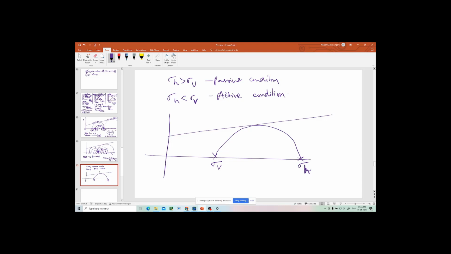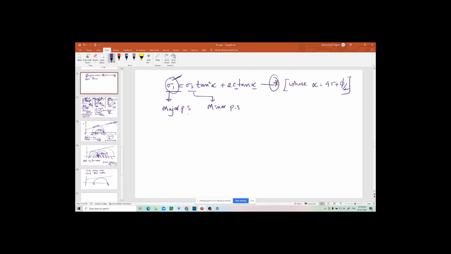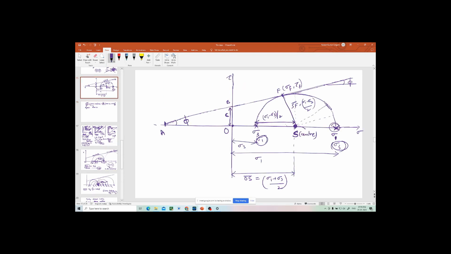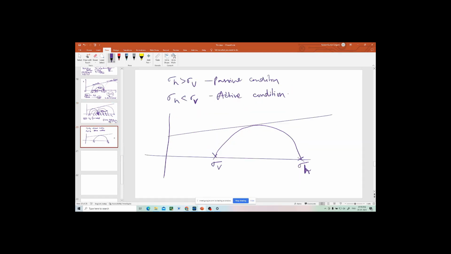They are principal stresses. Now I told you this formula: sigma 1 equal to sigma 3 tan square alpha plus 2c tan alpha. This equation is derived from nothing but any Mohr circle whose ends are sigma 3 and sigma 1, and which is touching the failure envelope whose cohesion is C, right? Now in this active passive condition also, instead of sigma 1 and sigma 3, just sigma h and sigma v have come, that's it. Rest all things are same. This is C, this is phi.